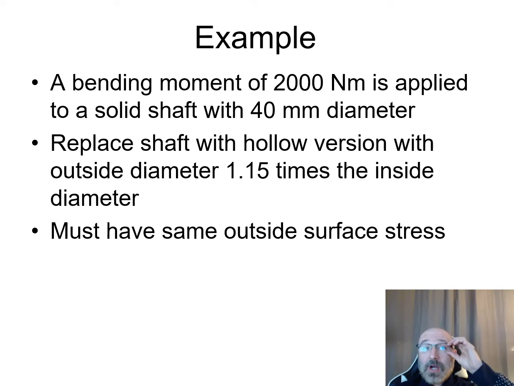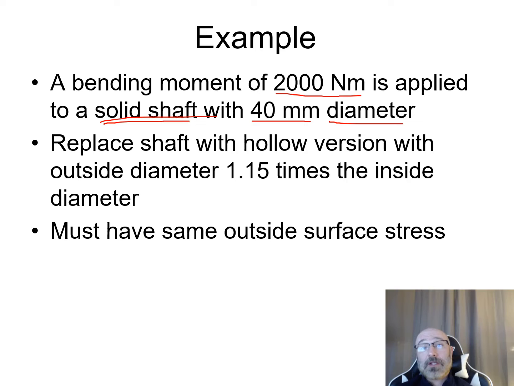So before we get started, I want to take a look back at an example and do a little bit of review of what we've been talking about up to this point. In this example, they tell us we have a bending moment of 2,000 Newton meters. Now this is going to be applied to a solid shaft, so we know the shaft is solid, and it's going to have a 40 millimeter diameter.